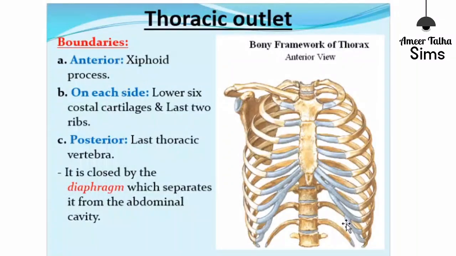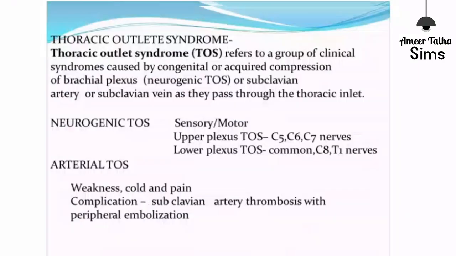Next, we will talk about thoracic outlet syndrome. Thoracic outlet syndrome refers to the group of clinical syndromes caused by congenital or acquired compression of the brachial plexus or the subclavian artery and subclavian vein as they pass through the thoracic inlet.